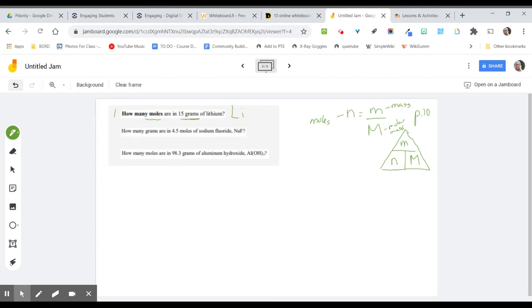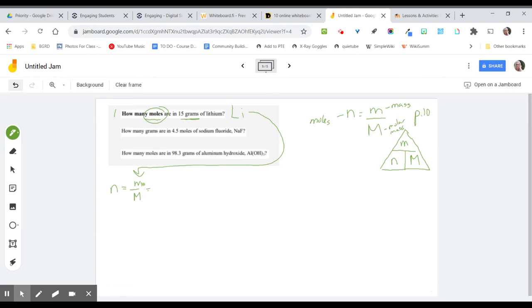Okay, so let's continue with our first question. I'm going to bring it down to here. We're looking for moles, so we're looking for n. I'm just going to use the highlight. We're looking for n. If we cover up our n, that's how our triangle works. So n, or moles, equals mass over molar mass.